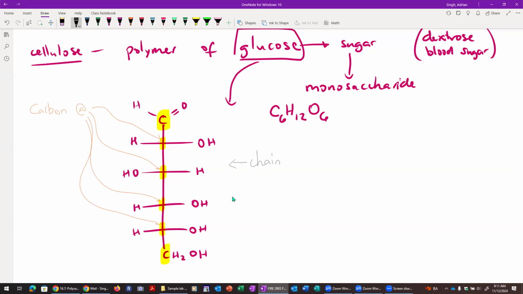However, we know that carbon, especially when you have several of them connected, can also form rings or cycles. And when glucose turns into a ring or a cycle, it is actually more stable. So it actually prefers to be in the ring form. And if we were to draw the ring structure for glucose, it'll look something like this.